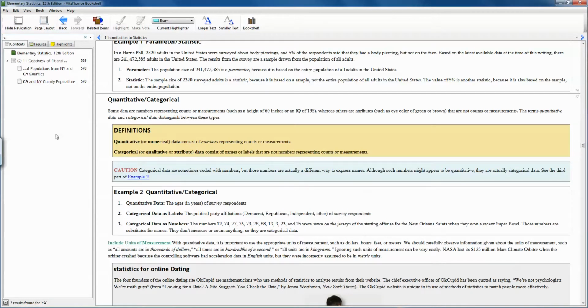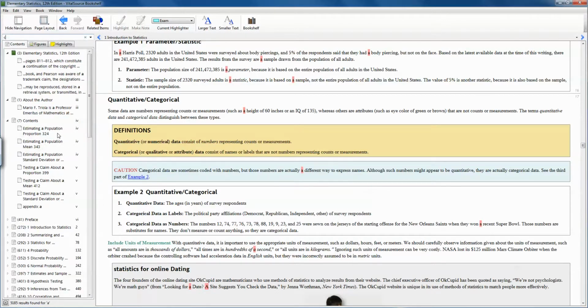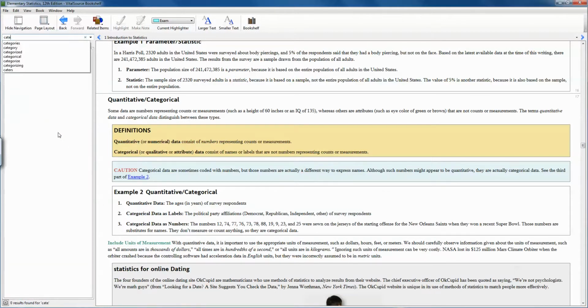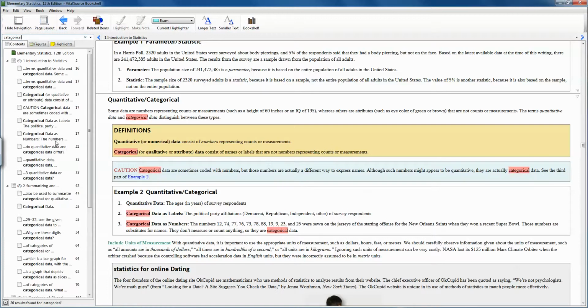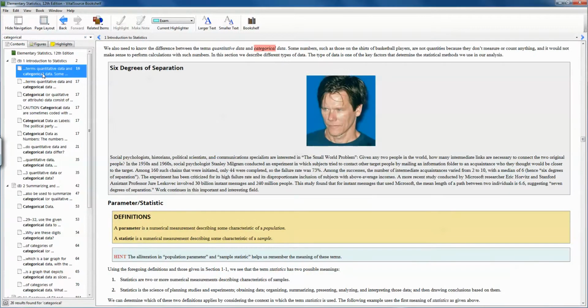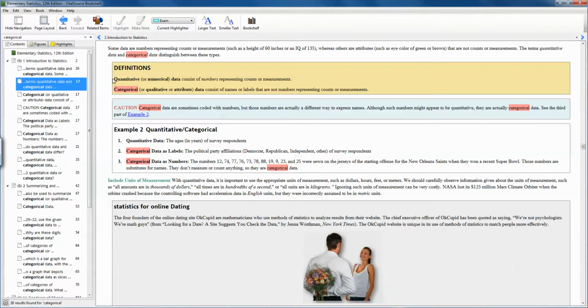let's see, C-A-T-E. Categorical. You see it brings up in chapter 1 here all the places you see categorical data. Then you can click on categorical data and it'll show you places where it's been used. And so this one here, if you click on the second one, that'll go to where it's actually defined.